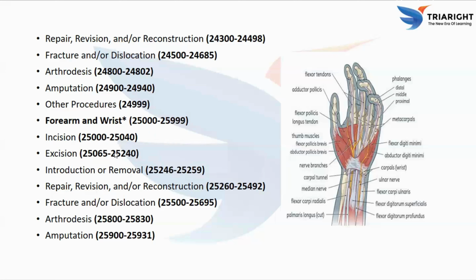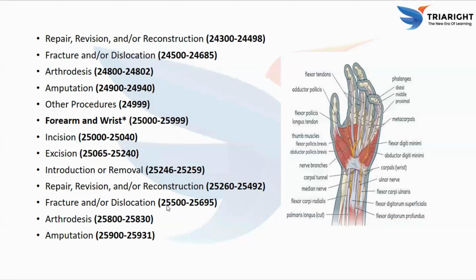Excision. Excision is a removal of tissue or bone. It includes cysts, tumors and damaged tissue. Introduction or removal. Code ranges are 25,246 to 25,259. Repair, revision and/or reconstruction. The code ranges are 25,260 to 25,492. So these are the most commonly tested section. It includes tendon repair, nerve repair and carpal tunnel surgery. For example, carpal tunnel release, nothing but the release of the median nerve.